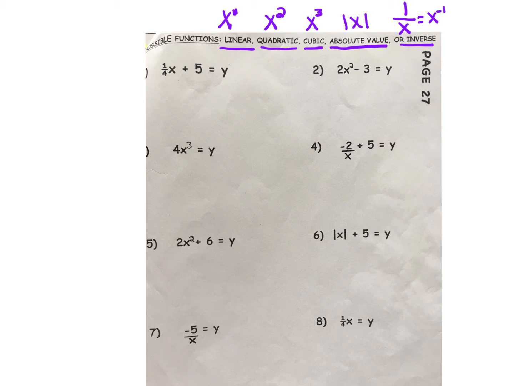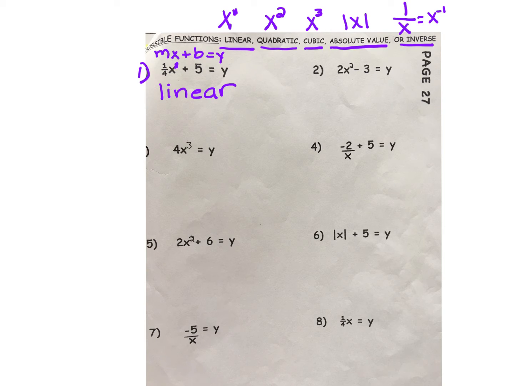Let's take a look at what we've been given. Let's start with number 1. In number 1, you see that x to the first power is the highest degree of all the variables there. In fact, this equation is taking the form mx plus b equals y. Clearly, it is linear.